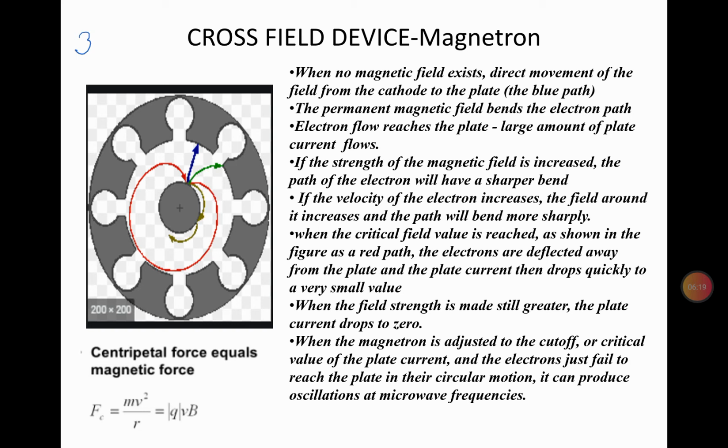So you see, when only electric field exists and no magnetic field exists, you see that the electrons are leaving the cathode and reaching the anode, and the direction or the shape of the path is rectilinear or in a straight line. Now, along with the DC electric field, if a small magnetic field is also applied, you see that the path is now curved. Okay. Now, when there is a further increase in the magnetic field, the path of the electron you see has a sharper bend. So you can see here it is a sharper bend.